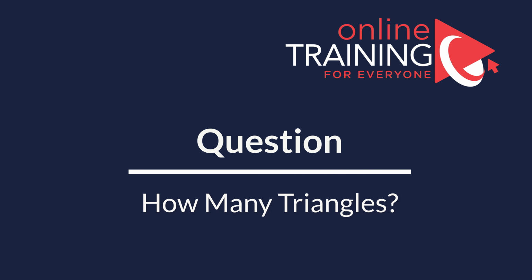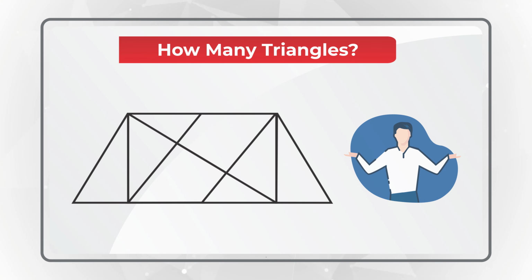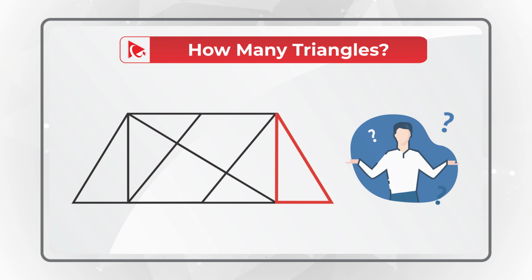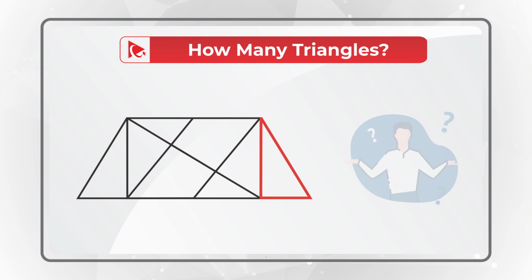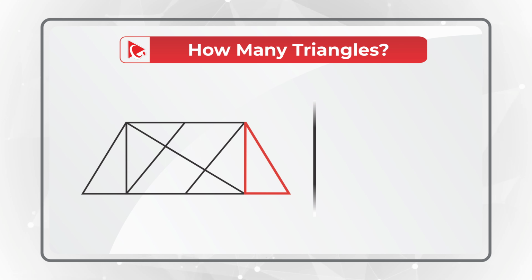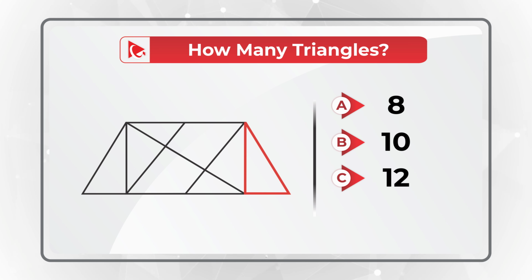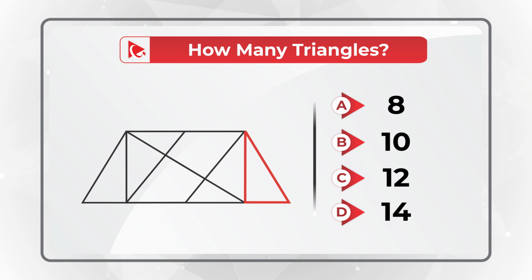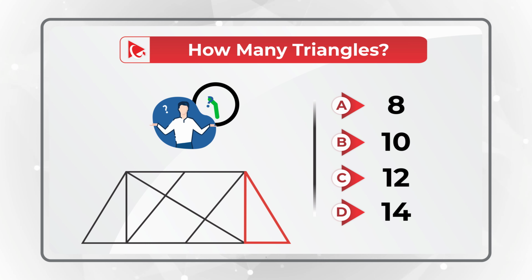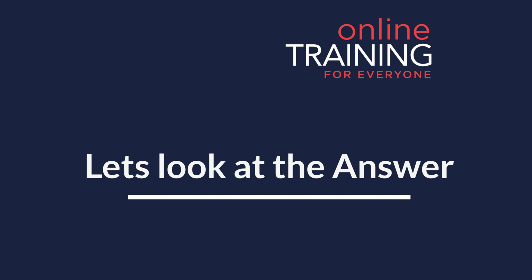When I saw this question, I couldn't believe the answer. You need to determine how many triangles are presented in the given shape. You see one triangle highlighted in red, but you have 4 different choices. Choice A, 8 triangles, choice B, 10 triangles, choice C, 12 triangles, or choice D, 14 triangles. How many do you see? Give yourself a little bit of time to see if you can come up with the solution.